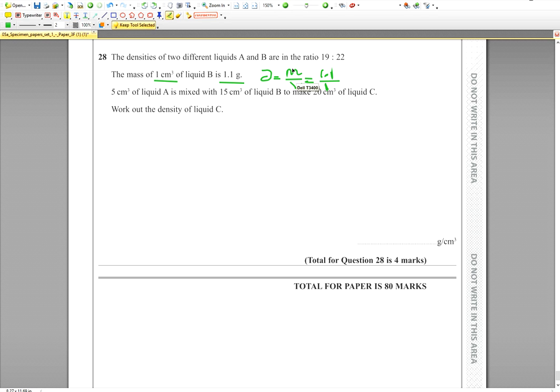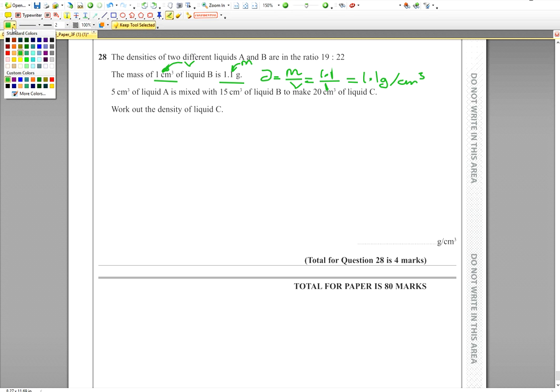So what's the density? What's the mass? 1.1. What's the volume, Yusuf? 1 centimeter cube. That's the volume. This is the mass. So what is 1.1 divided by 1? Really hard question. 1.1. Yeah. So the units will be grams per centimeter cubed. That's your density. Now we need to interpret that information with the ratio they gave us.